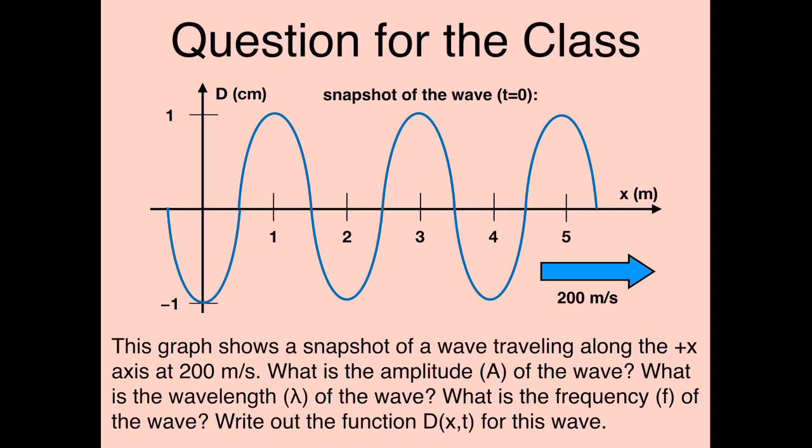In this example we're going to come up with a specific function where we actually plug in the values of all the constants for this wave. The graph that you see here shows a snapshot of a wave traveling in the positive x direction at 200 meters per second. A few questions: What is the amplitude of this wave, A? What is the wavelength, lambda? What is the frequency, f? And then write out the function d of x and t for this wave. Pause the video, see if you can work this out based on the formulas we derived last time, and then we'll go through it together.